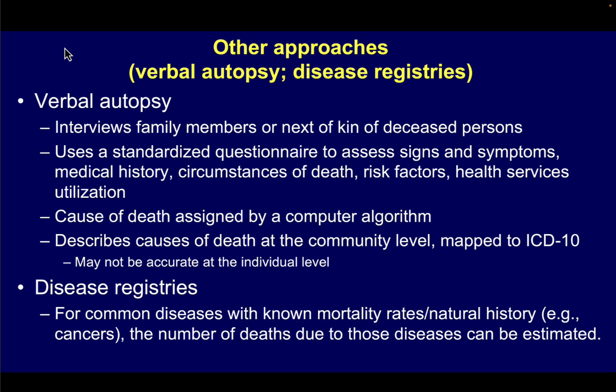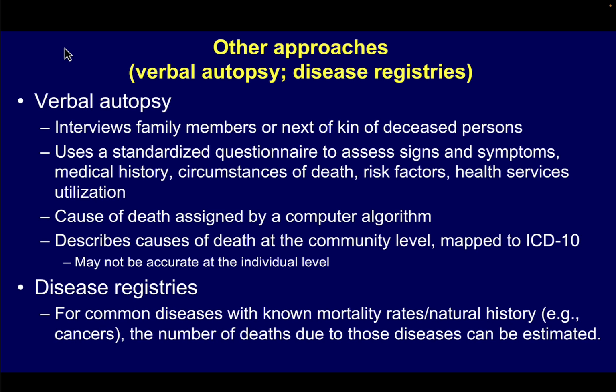Verbal autopsies involve talking to family members or the next of kin of deceased persons, and asking them questions to try and get at the circumstances, the signs and symptoms, and the medical history surrounding the death of a family member. The information gained from these interviews gets fed into a computer algorithm that comes up with a best guess at what the likely cause of death was. It's not accurate for pinpointing the cause of death for any one individual, but on average it tends to be correct. So that makes it useful for generating population level estimates of the leading causes of death.